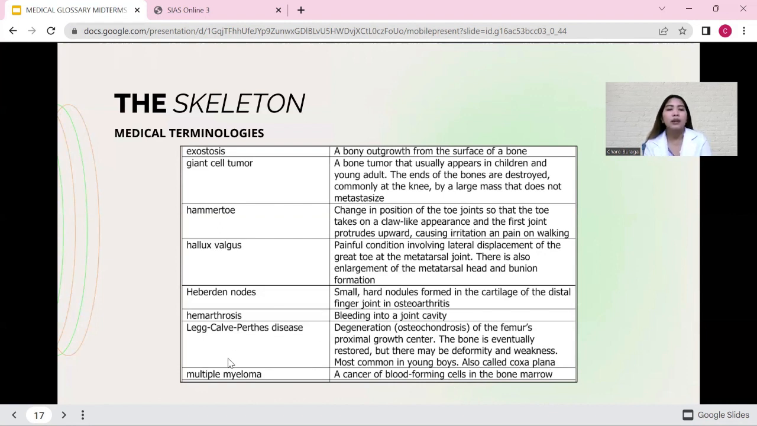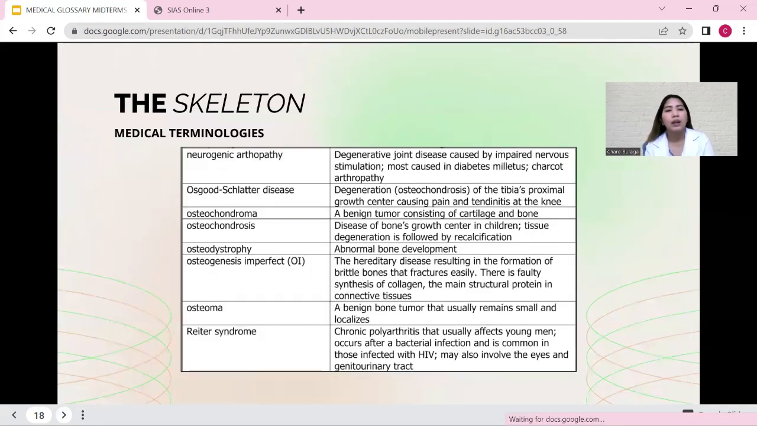The multiple myeloma, cancer siya, myeloma, blood-forming cells in what? In the bone marrow. Karaniwan may mga sakit na nagkakaroon ng ganyan. Ang hirap. Kasi, syempre, weakness, gano'n, naaapektuhan din yung everyday na paggalaw mo. Okay? Next, the neurogenic arthropathy or degenerative joint disease caused by impaired nervous stimulation. Most cause in diabetes mellitus, ang neurogenic arthropathy.